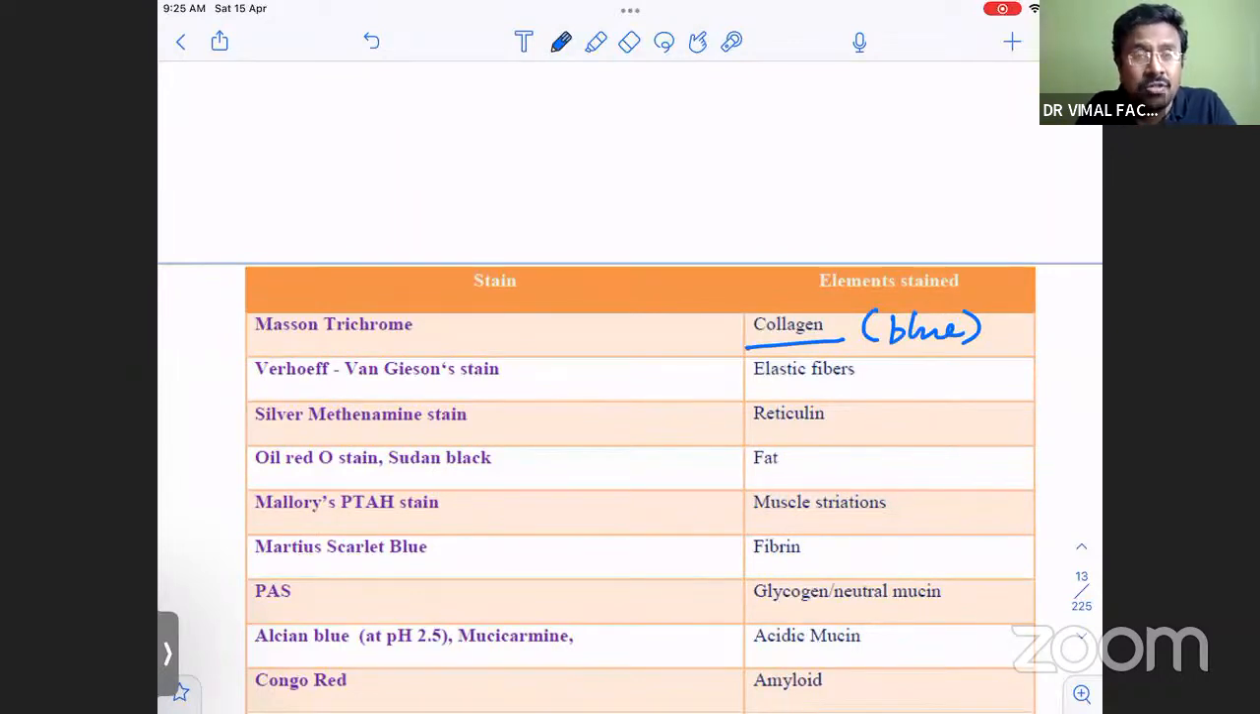Cirrhosis of liver: the liver is replaced by fibrosis, and fibrous septa will be there. If you do Masson trichrome, that area will appear green-blue in color. So Masson trichrome is for collagen.